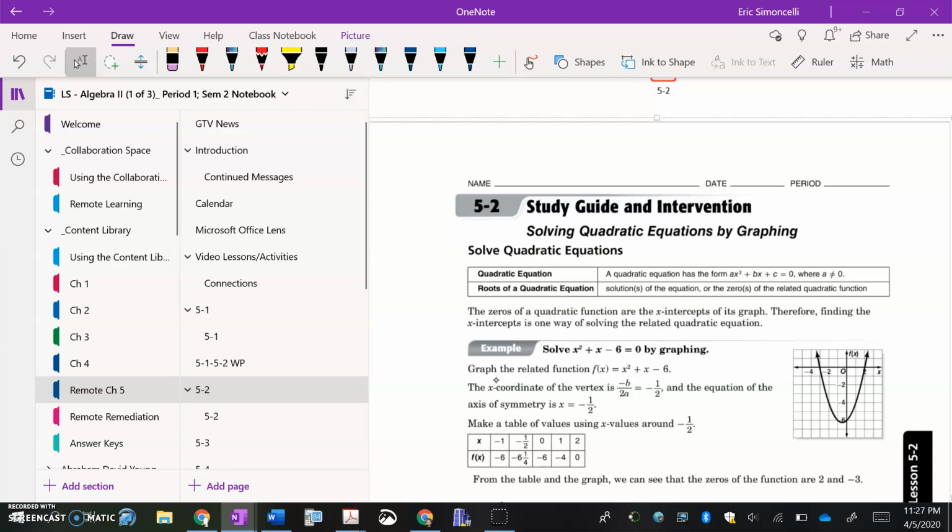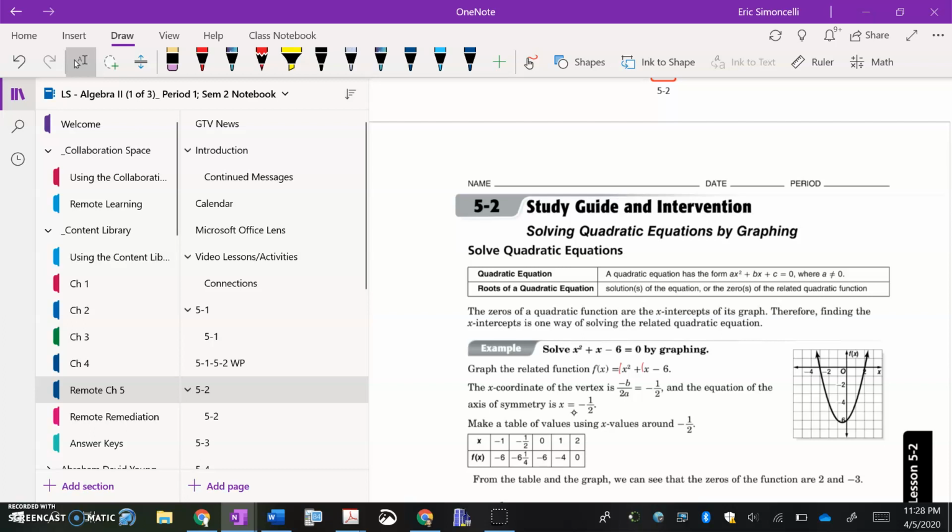And as far as the x-coordinate of the vertex, which we also learned, we can assess that by doing negative b over 2a. So for our purposes on this problem, we've got an a value of 1, a b value of 1, and a c value of negative 6. So negative b divided by 2a would simply be negative 1 divided by 2 times 1, or negative 1/2. So the x-coordinate of the vertex is negative 1/2. Also, we can assess that the axis of symmetry is x equals negative 1/2.